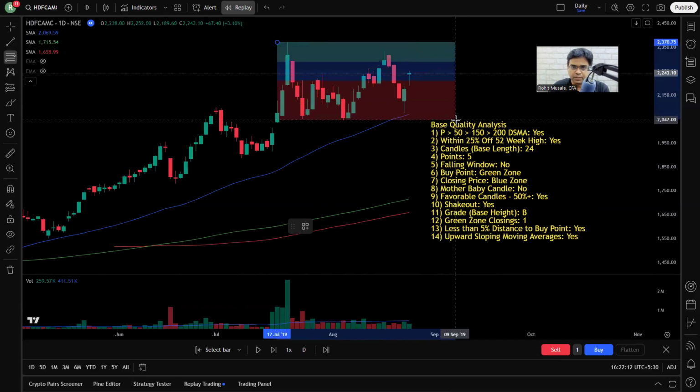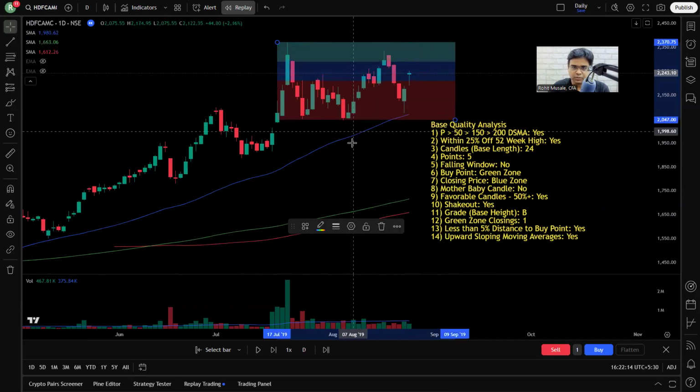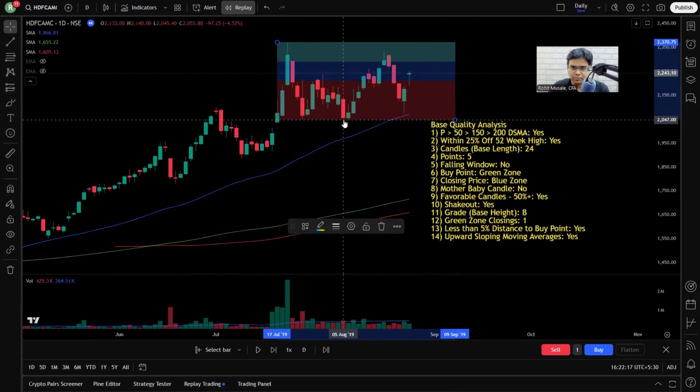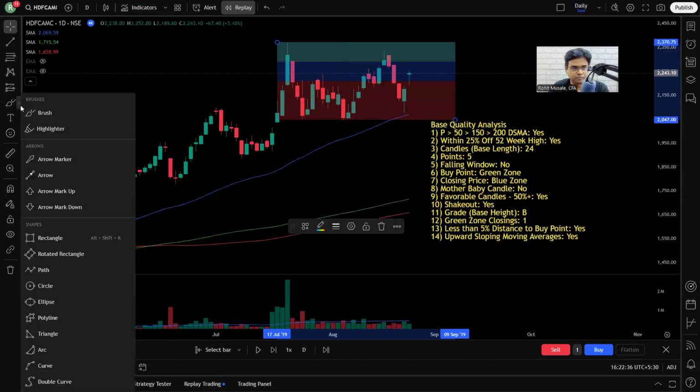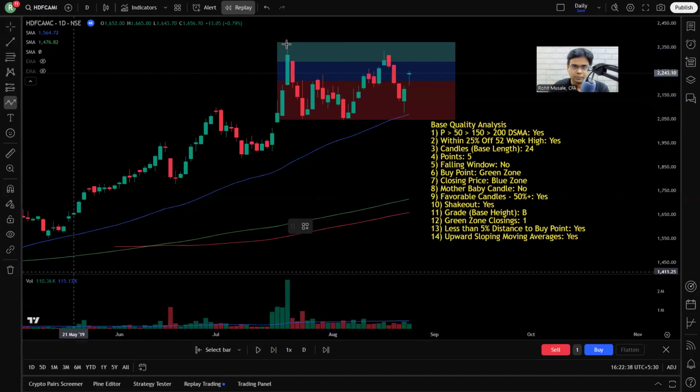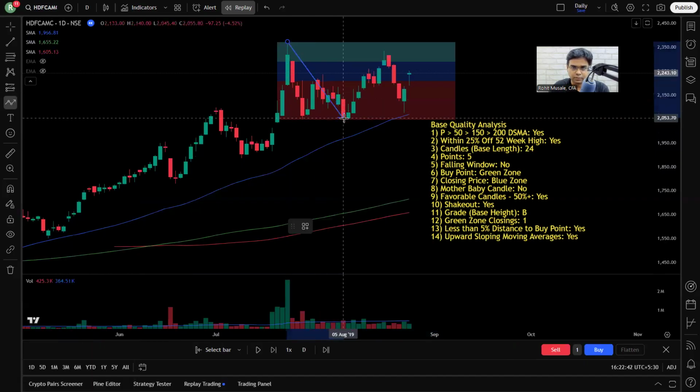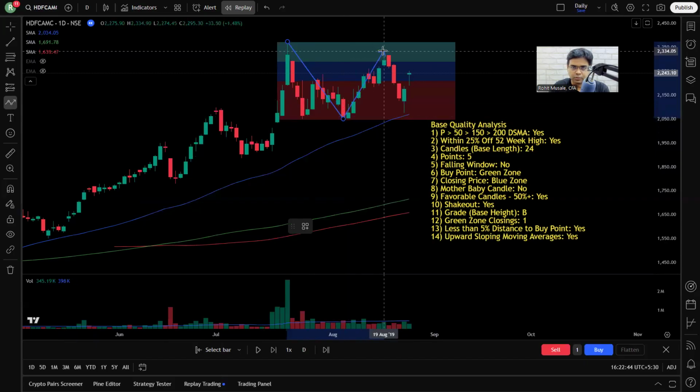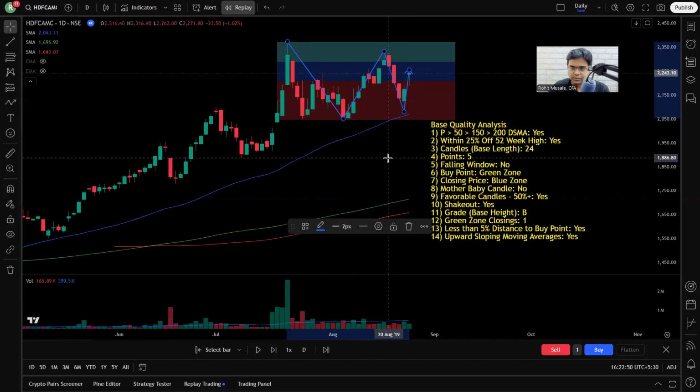So the important thing here is to determine what is point number 2. Is this point 2 in the base or is this point 2 in the base? So the low of this candle is 2050. The low of this candle is 2045.40. So that means this is the low. This is point 2 in the base. Okay. If I have to draw the points in the base, see, that's point 1, point 2, point 3, point 4, 5 points in the base, correct?